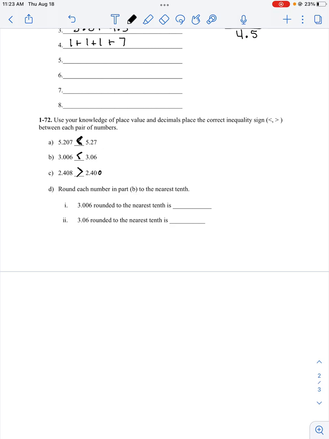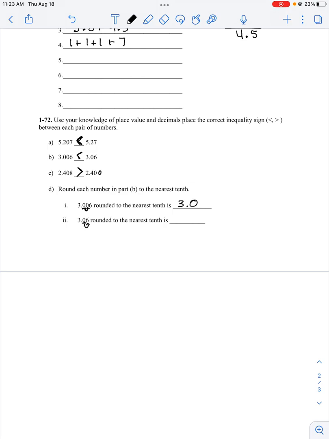I'm going to round each of these numbers to the nearest tenth. So I'm going to find the tenths place value, underline it, and look to the number next to it. If the number is 5 or larger, I'm going to change the underlined number up 1. If it's 4 or under, it stays the same. So in this case, the number I'm looking at is a 0. It stays the same. So it's 3.3 and 0 tenths.